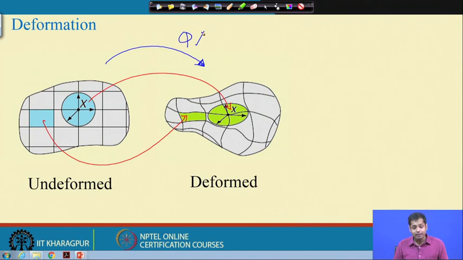Okay. Now, in a very general way, for a general continuum, when we define strain, ideally we should take care of this map, and from that we define the different components of strain and the different measures of strain. But here we won't do that.